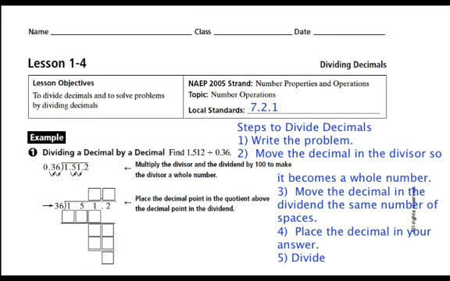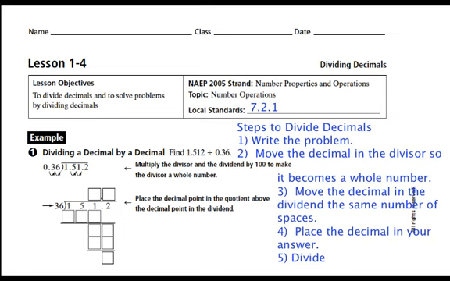So in this first example, we have 1 and 512 thousandths divided by 36 hundredths. The 36 hundredths is our divisor, so we write that outside of the box. The 1 and 512 thousandths is our dividend, so we place it inside the box. Step 2 is to move the decimal in the divisor so it becomes a whole number. In this example, we have to move the decimal point 2 places to the right.